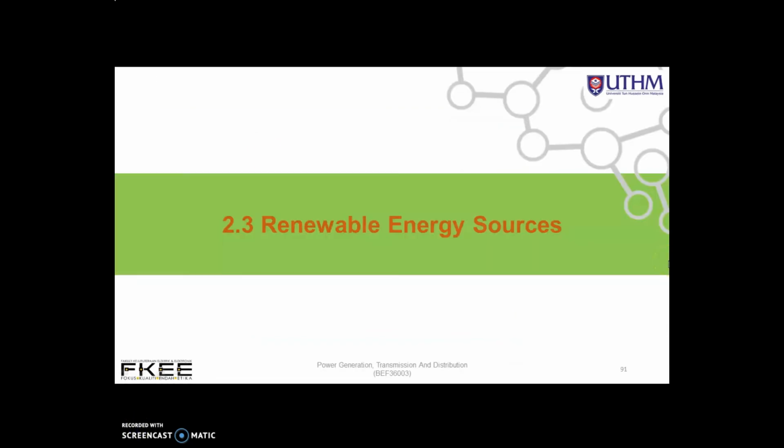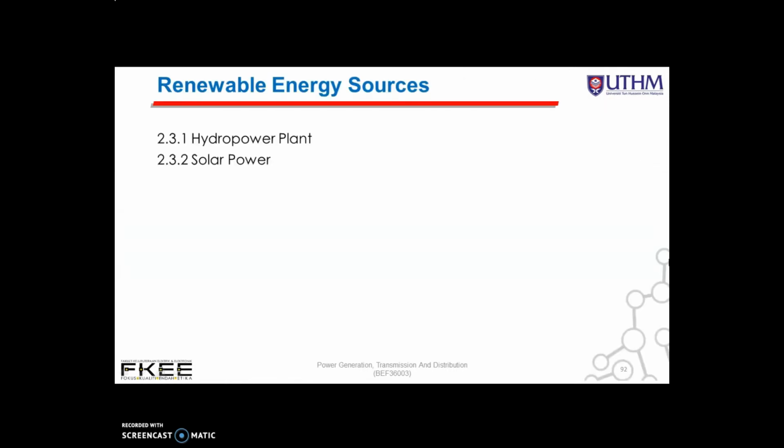Next is the renewable energy sources. So what is renewable energy? Renewable energy, often referred to as clean energy, comes from natural sources or processes that are constantly replenished. For example, sunlight or wind will keep shining and blowing, even if their availability depends on time and weather. There are many types of renewable energy sources available, such as solar power, hydropower plant, biomass, and so on. But in this chapter, we will only discuss hydropower plant and also solar power.